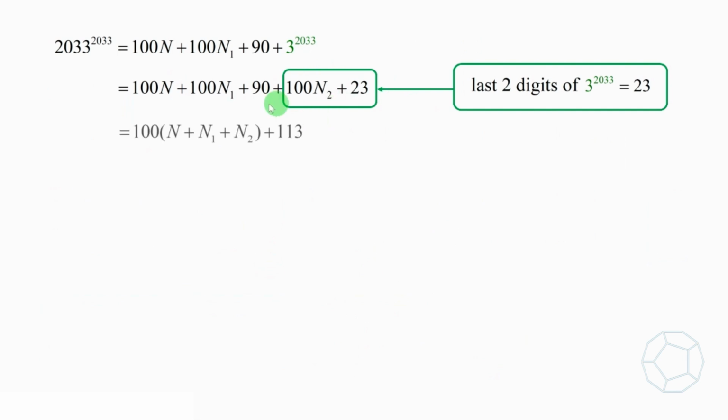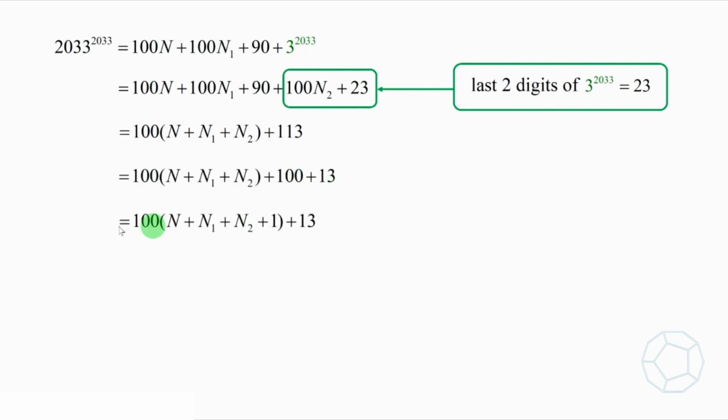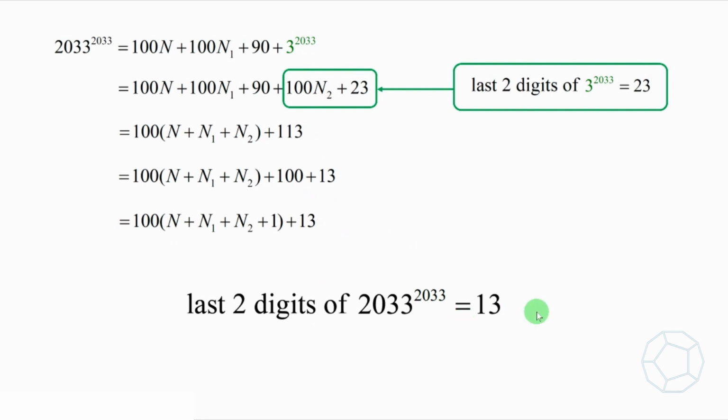Adding up 90 and 23, we get 113. Because it has 3 digits, let's separate it as 100 plus 13. Grouping those terms with factor 100 together, we get the answer. The last two digits of this huge number are 13. How amazing it is to solve this challenging question!